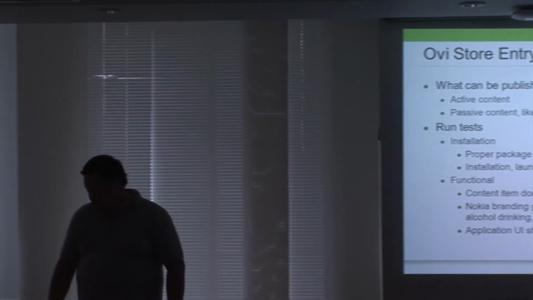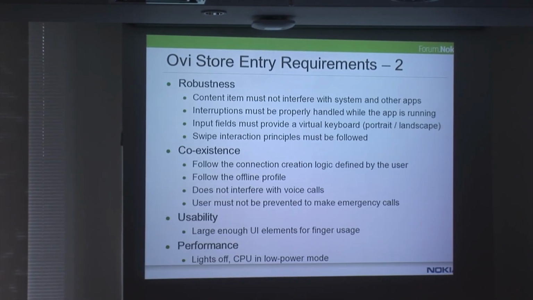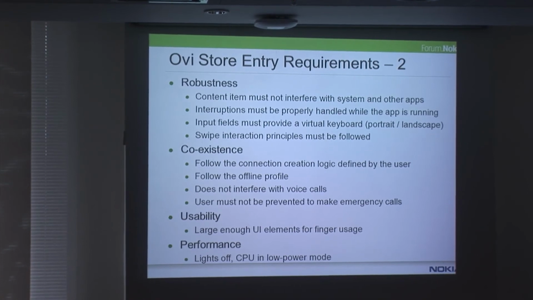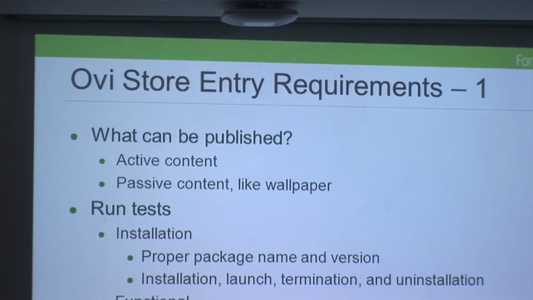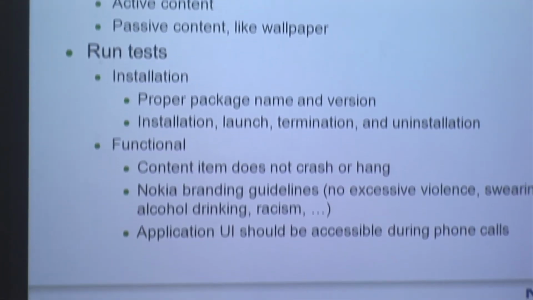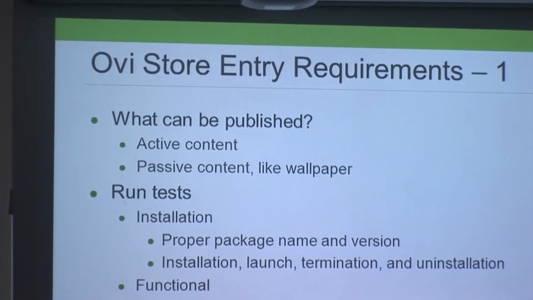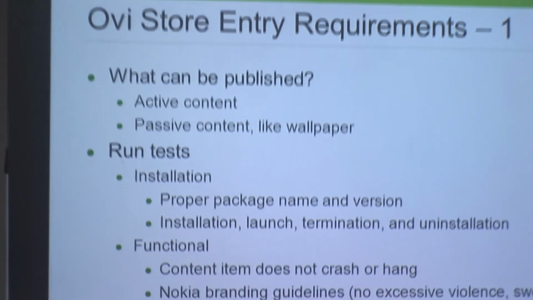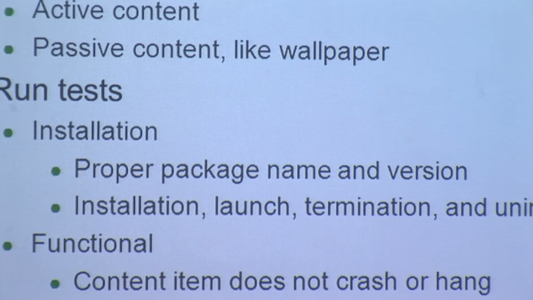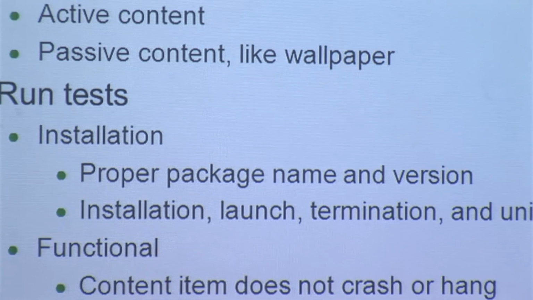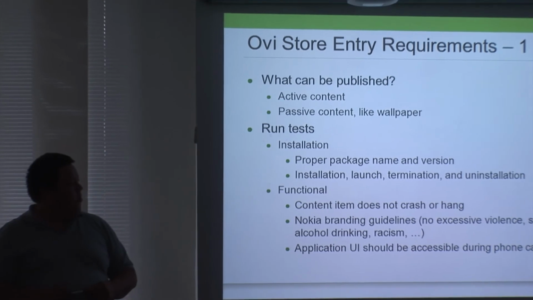You have to run tests and see what the test results will be related to installation, functional test, robustness, coexistence, usability, and performance. And all of these are, let's say, quite intuitive, something that you can understand a proper application should do. For example, installation, you have to have a proper package name. For example, you have to use lowercase letters only, and then you can use alphanumeric values and hyphen and things like that. And it has to be descriptive and unique in OBI store.